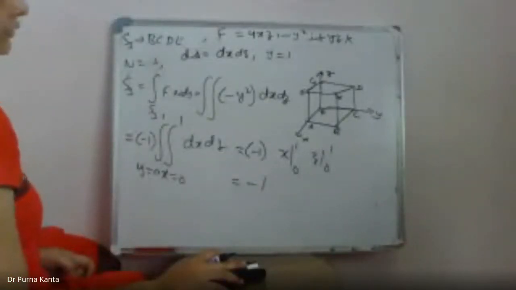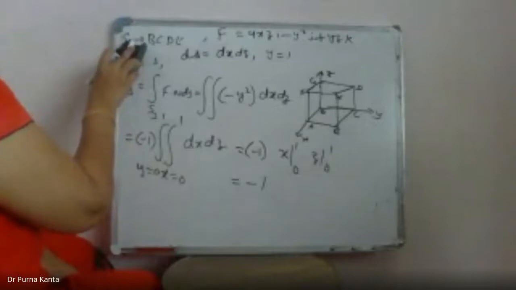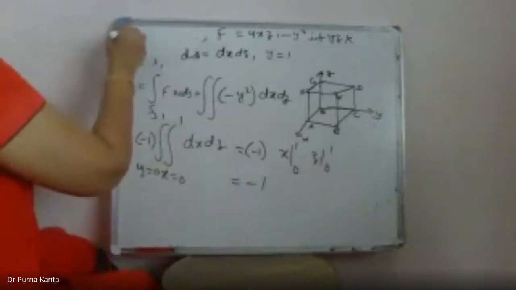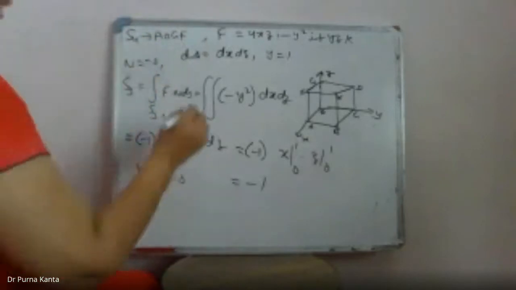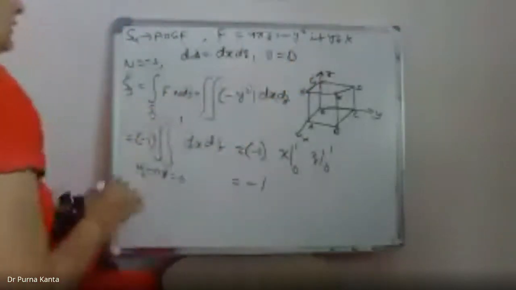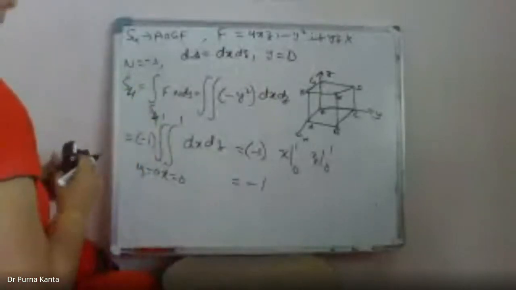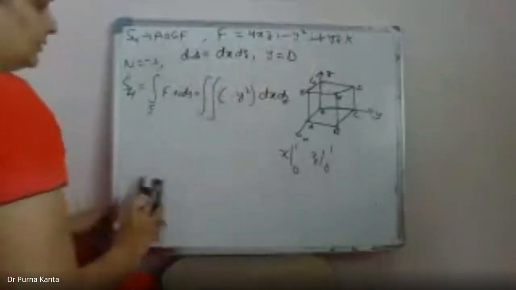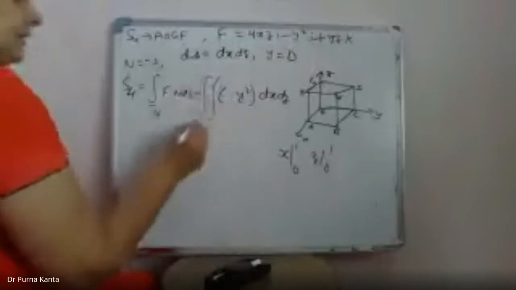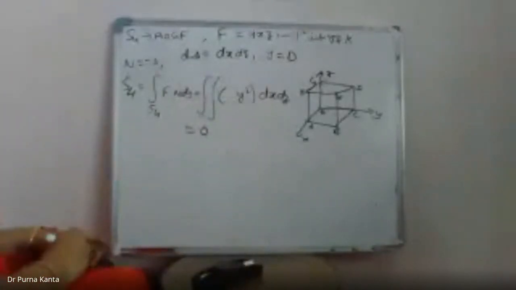Okay, now we go with S4, which is the opposite side, which is AOGF. N is equal to minus j, ds is dx dz, y equal to 0. So S4 is equal to plus y squared, but here we have y equal to 0. So the value of this integral will become directly 0. That is the value of surface 4.